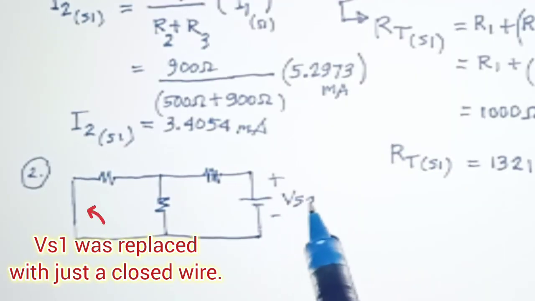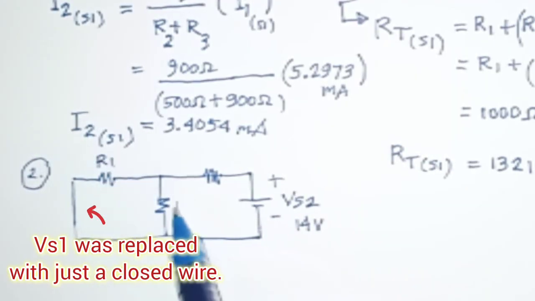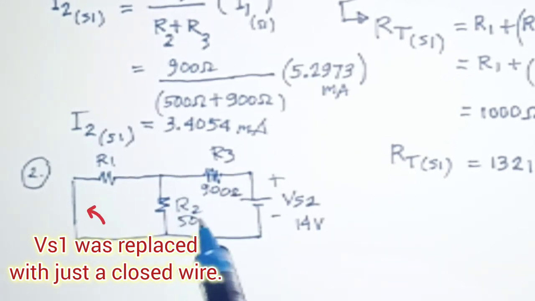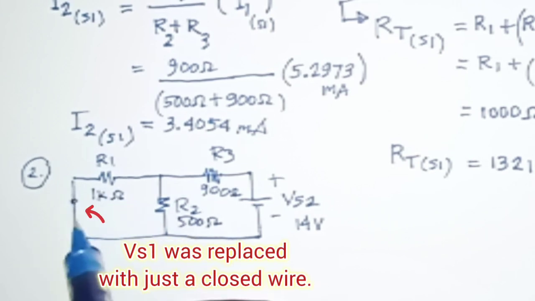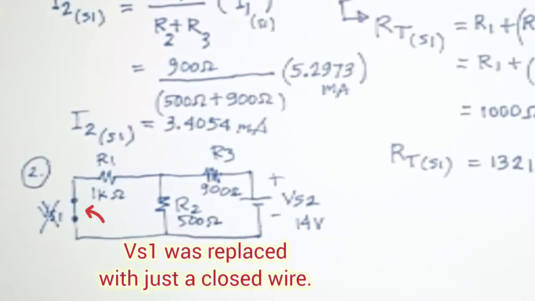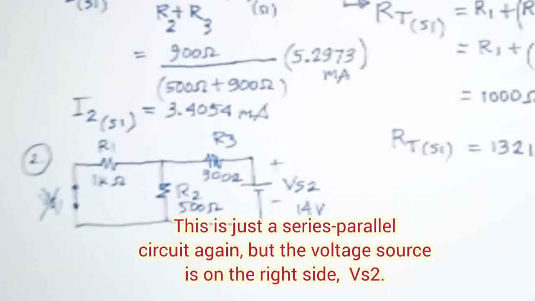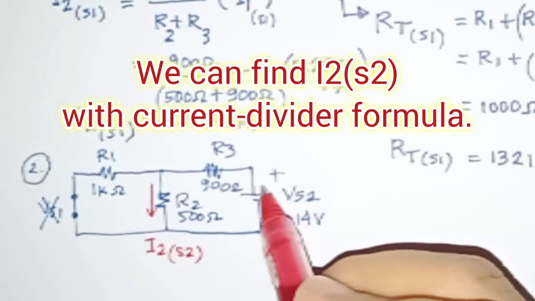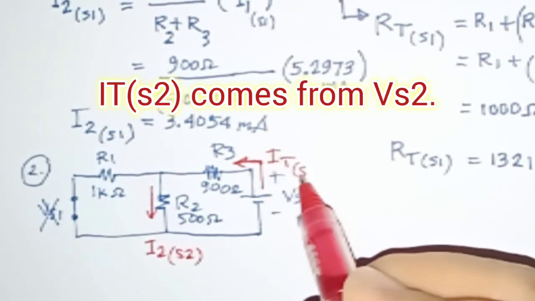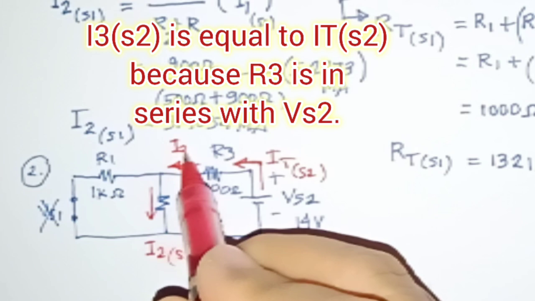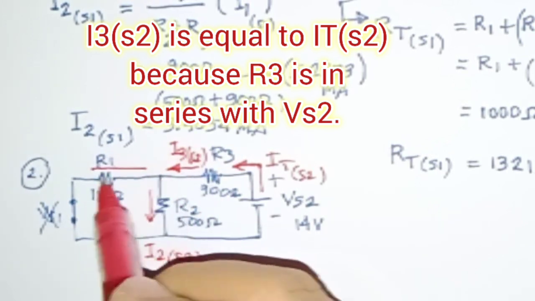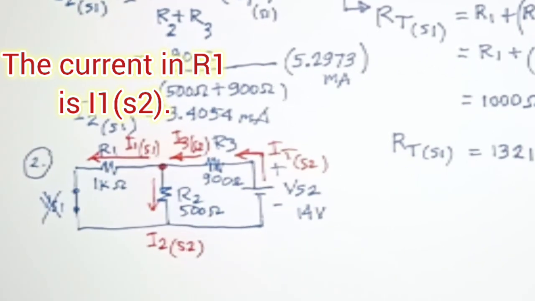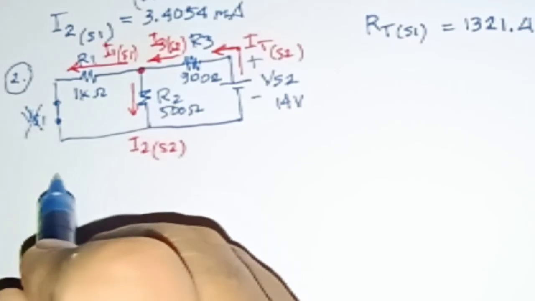Now that we got the I2 with respect to the source 1, let's cancel VS1 and let's keep the VS2. So I changed the VS1 with just a closed wire and kept the VS2, which is 14 volts. And we have the same series parallel, but this time the R3 will be series and the R1, R2 will be parallel. And we replaced VS1, as I've said, with a closed wire. So this is just a series parallel circuit again, but we can find I2S2, remember, like what we did before with current divider rule, and IT and I3 will be equal to each other. And the current in R1, we can call it as I1 with respect to S2.